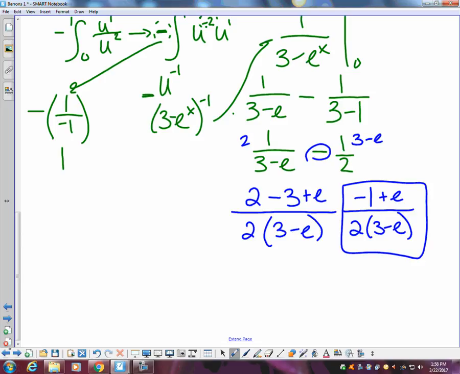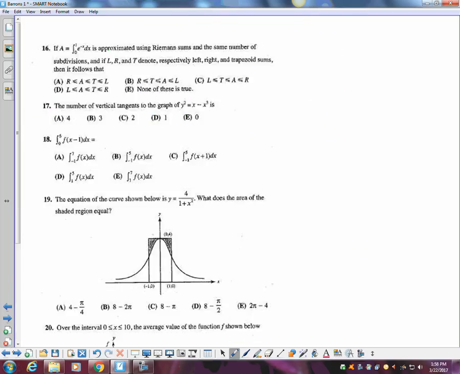Okay, the next one we're headed towards is number 18. It's an interesting and simple problem. I'm going to take you back to the days of pre-cal. Okay, so I have the integral from 0 to 6. That's a 6. The integral from 0 to 6.